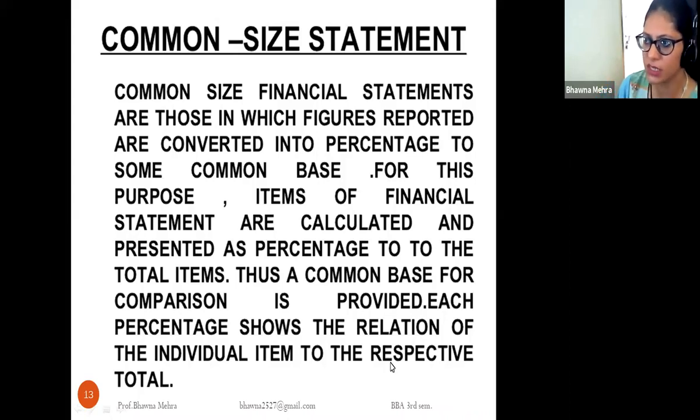So in a common size financial statement, the figures are reported and converted into percentages of some common base. For this purpose, items of the financial statement are calculated and presented as a percentage of the total item. So we have to take some common base and calculate the financial statement in percentage form, and thus a common base for comparison is provided. Each percentage shows the relation of the individual item to the respective total.